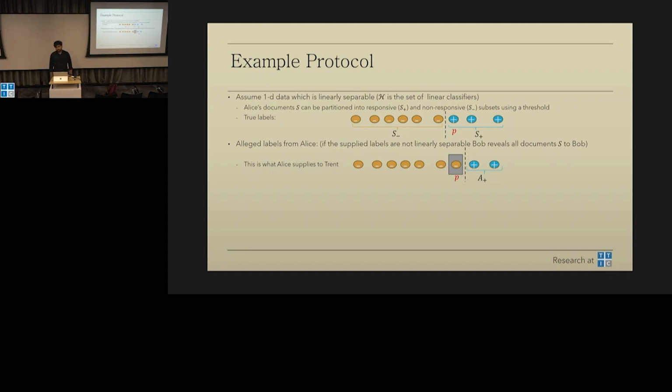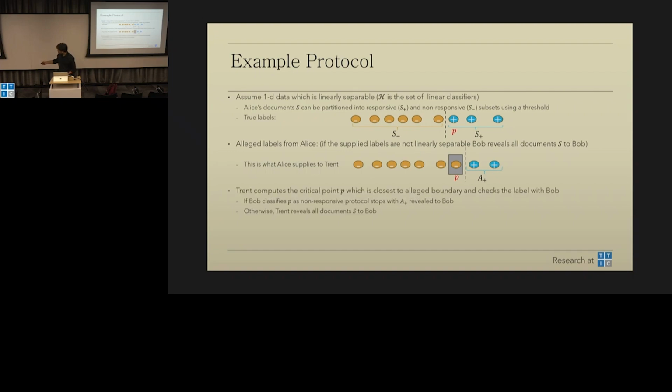Okay. But first off, because it's a toy example, let's just assume that she will at least send a partition which is linearly separable, because if it isn't, Trent can just object at that stage itself. Now, this A plus is what she has alleged are the total relevant documents. Okay. So what will Trent do at this point?